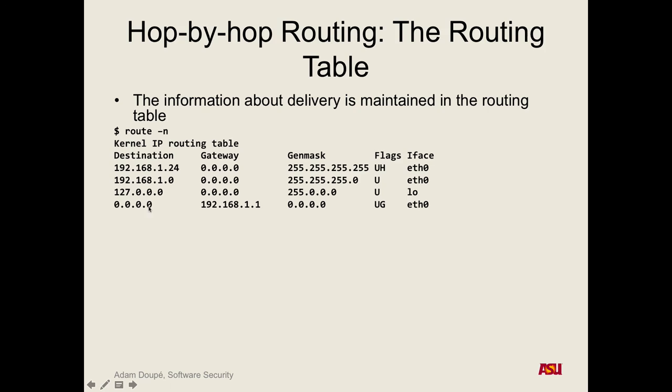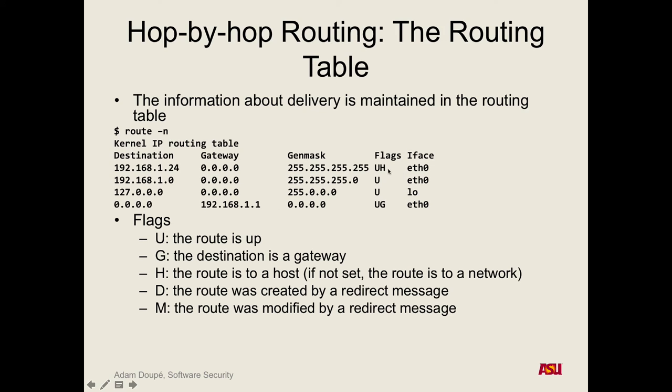Then finally, if it doesn't match any of these things, all zeros, zero genmask, then this means our default gateway, send it to 192.168.1.1 on interface zero. So the flags mean that U is up, it's a good route. G means that it's a gateway. H is a host, so this is how to talk to this specific host. And then there are other flags in here.